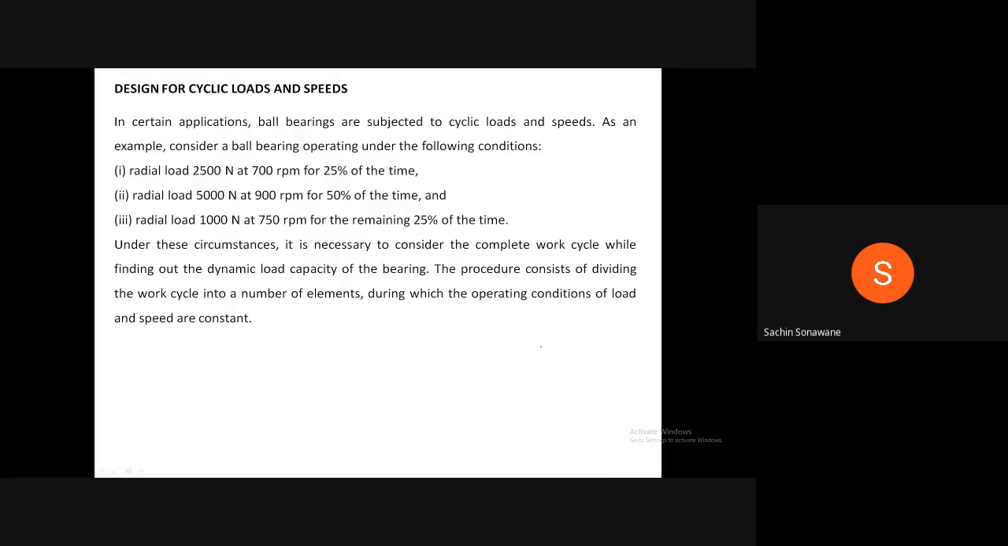Now, the next point is design for cyclic loads and speeds. In certain applications, ball bearings are subjected to cyclic loads and speeds. As an example, consider a ball bearing operating under the following conditions. Radial load 2500 Newton at 700 RPM for 25% of the time. Radial load of 5000 Newton at 900 RPM for 50% of the time. And radial load of 1000 Newton at 750 RPM for the remaining 25% of the time.